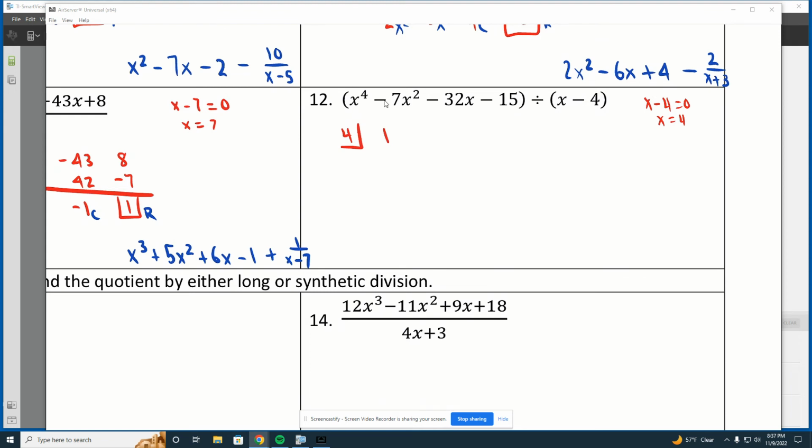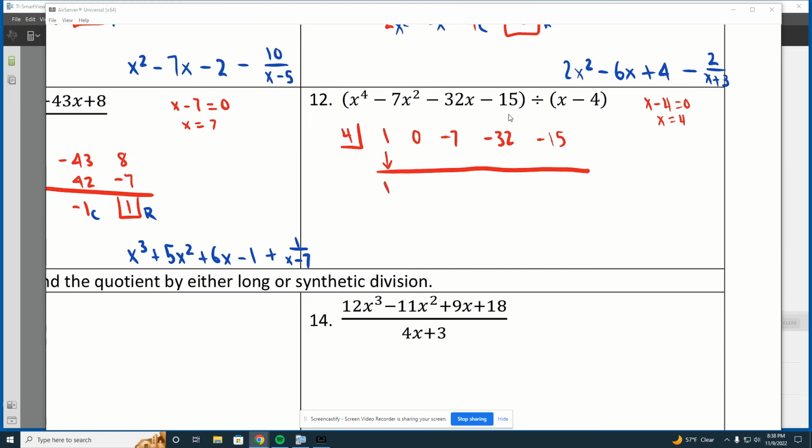What's after x to the fourth? X to the third. I don't have it. 0. What's after x to the third? X to the second. Got it. Negative 7. What's after x to the second? X. Got it. Negative 32. What's after x? Constant. Got it. Negative 15. See, I included everything that I needed that I was missing.